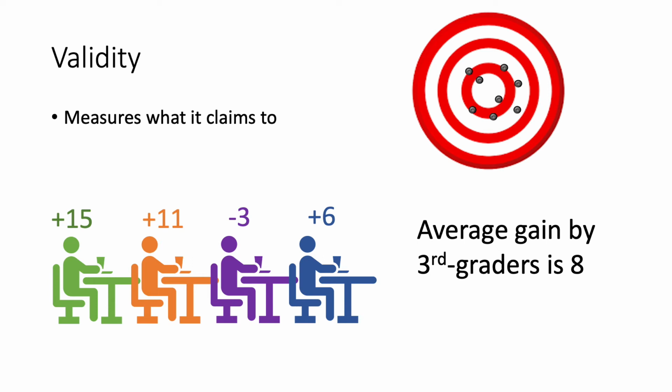Now, when we run into problems is when we say, oh, the average gain by third graders is 8. So I'm going to say that this student is gifted and this one has ADHD. That's not a valid use of the tool. All this tool measured was their change in reading skills of some kind. It isn't a valid measurement of whether a student is gifted or whether a student has another situation going on.